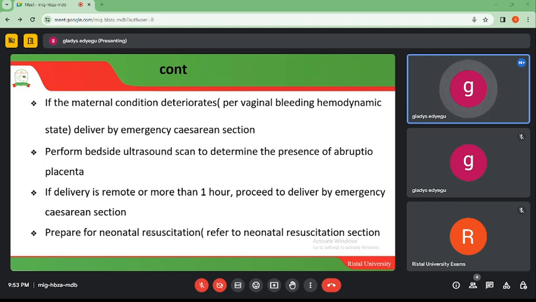Then if delivery is remote, or more than 1 hour, remote meaning if it is going to take long, then proceed to deliver by emergency cesarean section. So if this mother cannot deliver vaginally before 1 hour, then you should know that this mother may end up losing her life or the baby, so you can deliver her using a cesarean section. Then prepare for neonatal resuscitation and refer the baby to the neonatal resuscitation section or to the neonatal unit when you have finished delivering this baby.